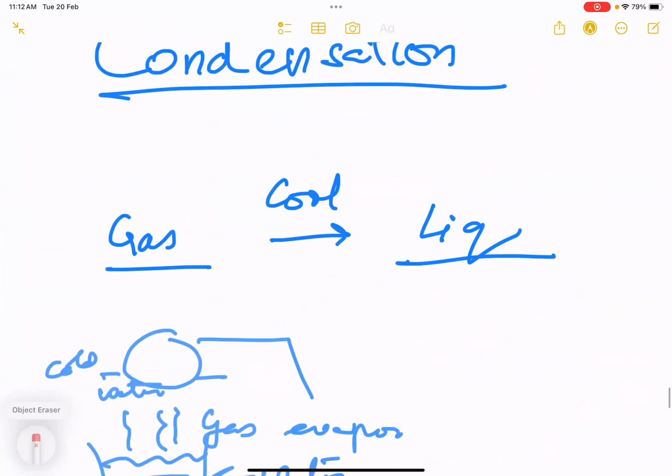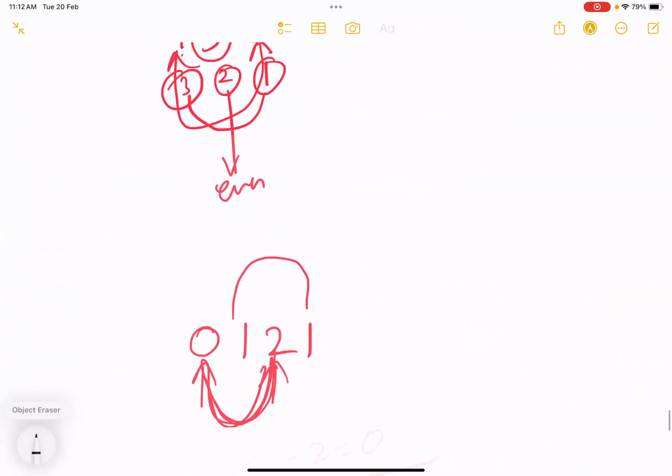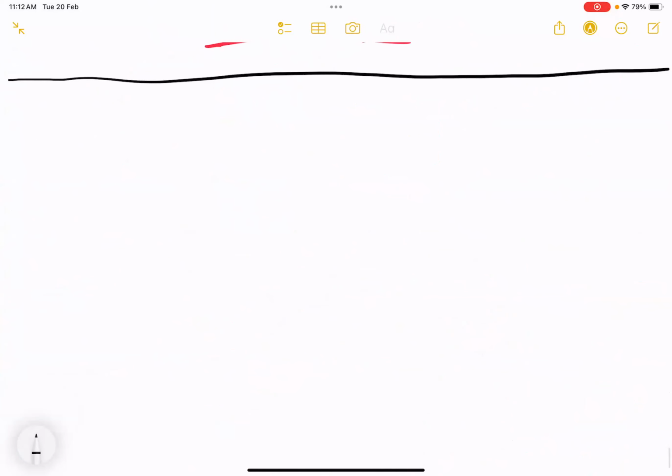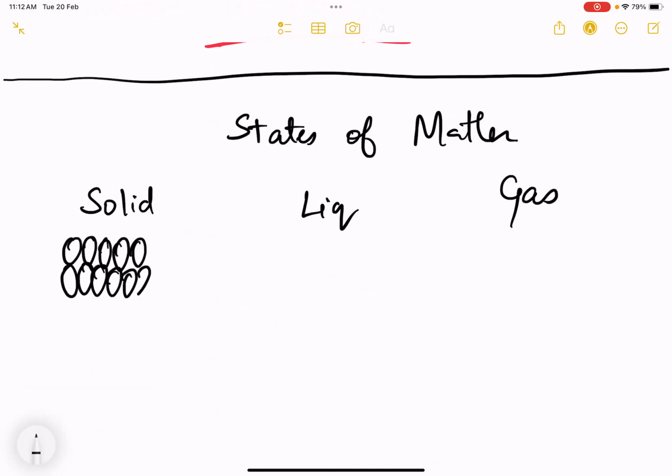So I'm going to use a black pen and talk about the particle model. So we all know that matter is present in three states: solids, liquids, and gases. States of matter: solid, liquid, and gas. So if I draw the particle model of a solid, all the atoms are tightly packed. There's hardly any space.